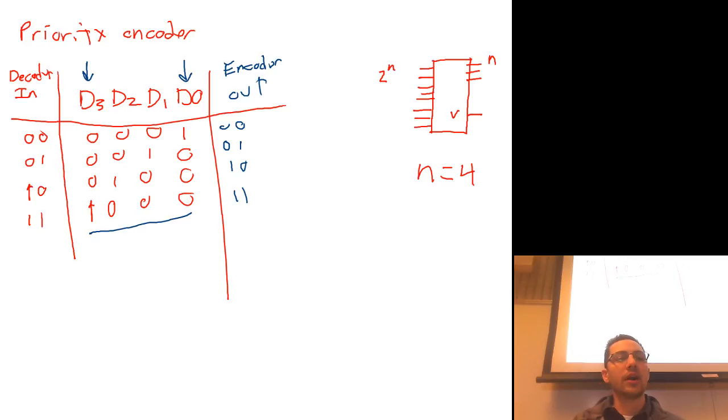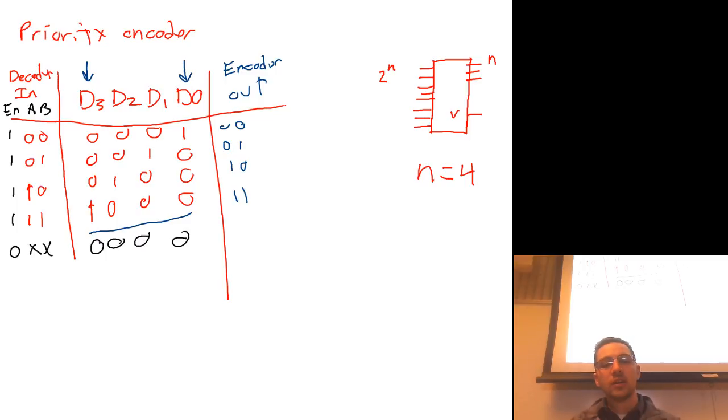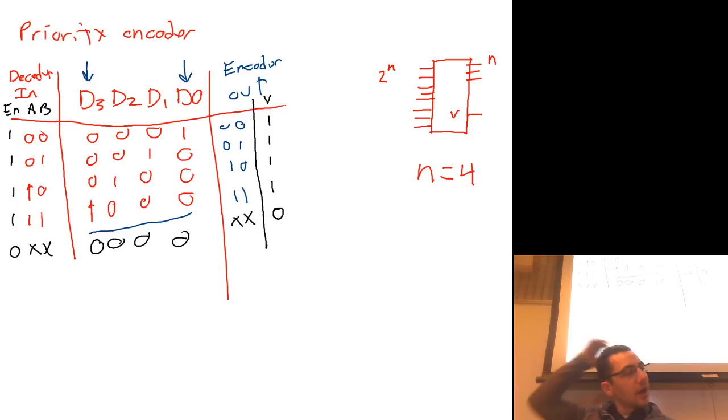Now there is one more input that I do want to talk about here, because this might be your A and your B input, but you do have an enable input. So as long as it's enabled, everything works. But if you disable it, it doesn't matter what your inputs are, you'll see all zeros. And that's where my valid bit comes in. These are all valid, and this would be invalid. And then your encoder output here would be don't care.